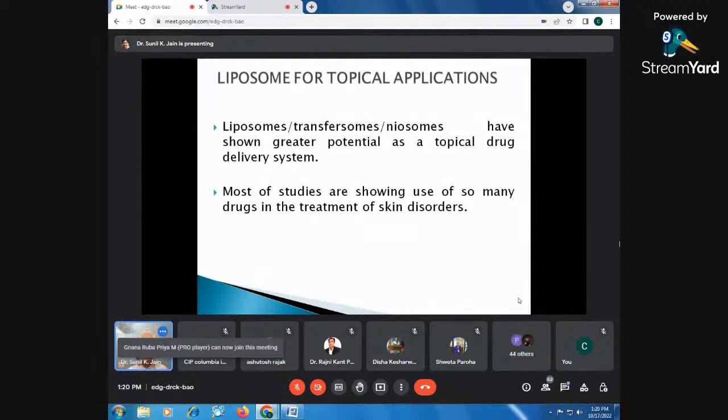Now, liposomes are also used for topical delivery, not only liposomes. We can say transfersomes and niosomes show very good potential for topical drug delivery.